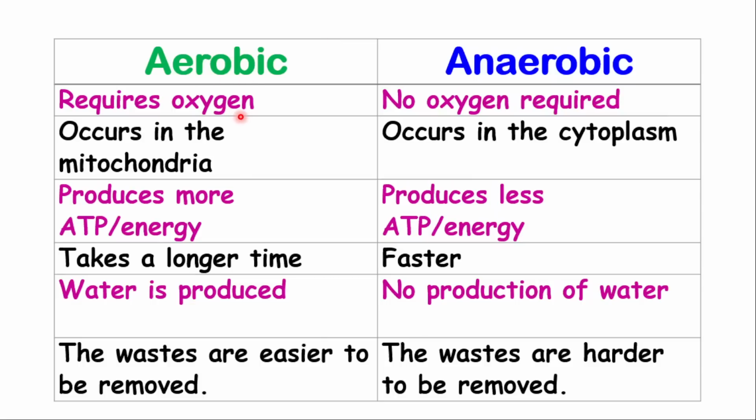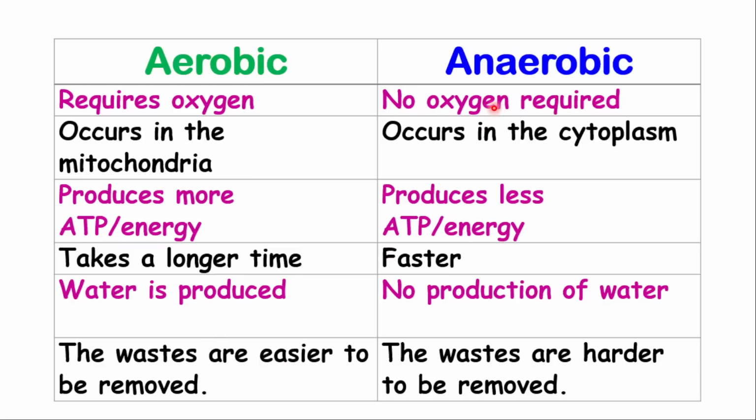All right. Aerobic respiration requires oxygen, occurs in the mitochondria, produces more energy or ATP, and takes a longer time to occur because you have to have a complete breakdown of glucose. So that's a big thing. Aerobic is a complete breaking down of glucose. The wastes produced are easier to remove.